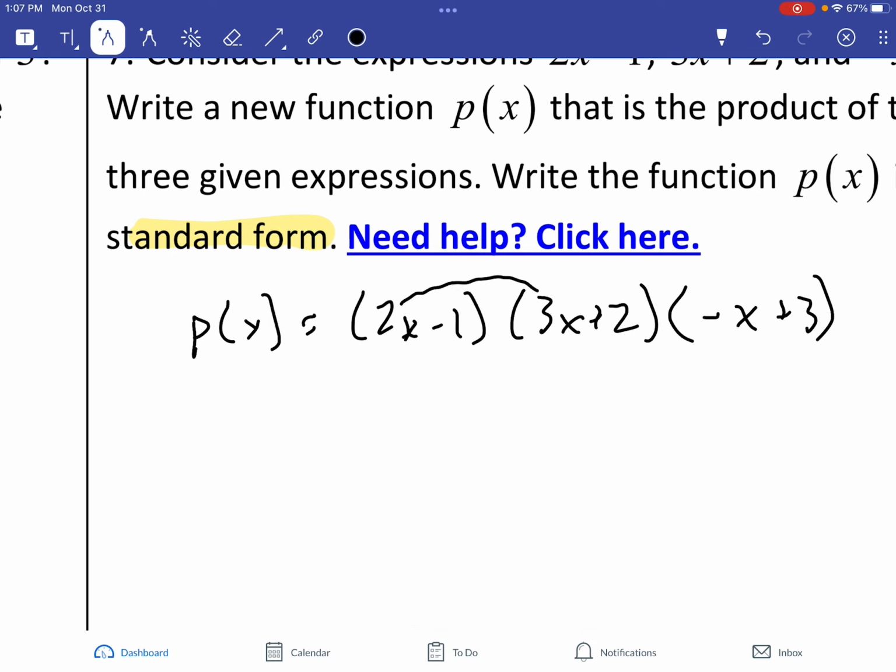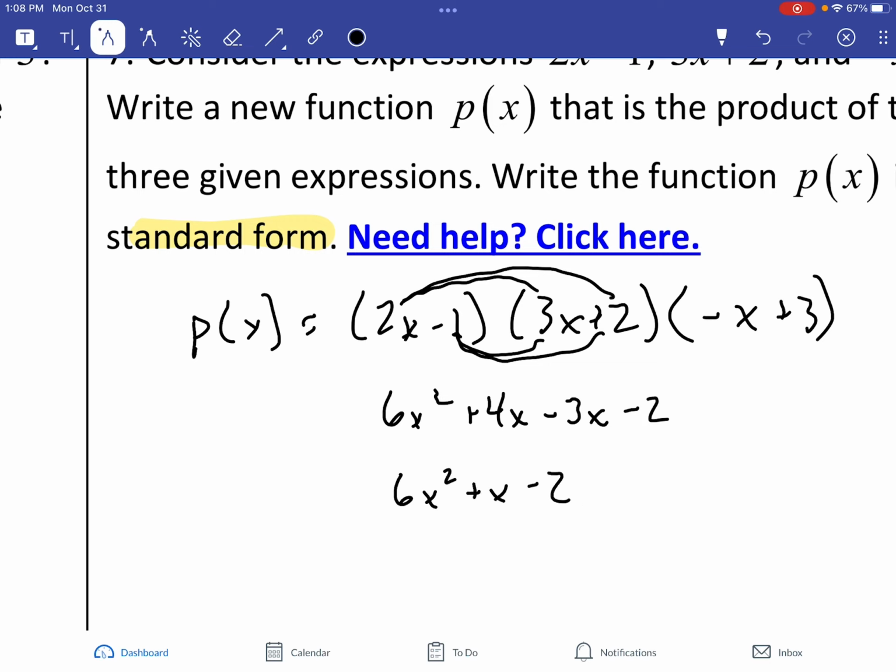2x times 3x is 6x squared. 2x times 2 is 4x. Negative 1 times 3x is negative 3x. Negative 1 times 2 is negative 2. Again, combining my like terms in the middle, I'm going to get positive x minus 2. Again, I'm going to bring the negative x plus 3 out in front because I find it easier to multiply the 2 times the 3 versus the 3 times the 2.